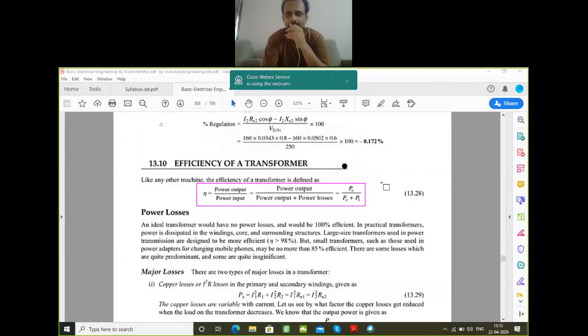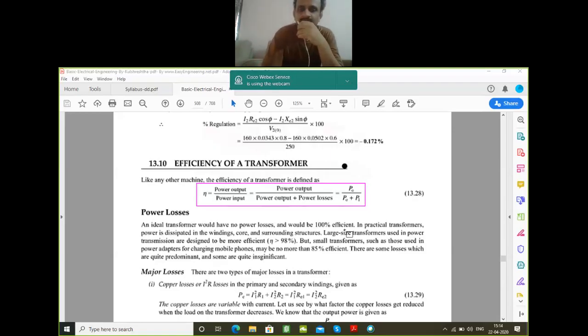So P naught is the power at the output and PL is the power due to losses. So P naught plus PL is the power at the input, and efficiency is P naught by P naught plus PL. Efficiency is power output by power input. Whatever is given at the input appears across the output plus some losses.